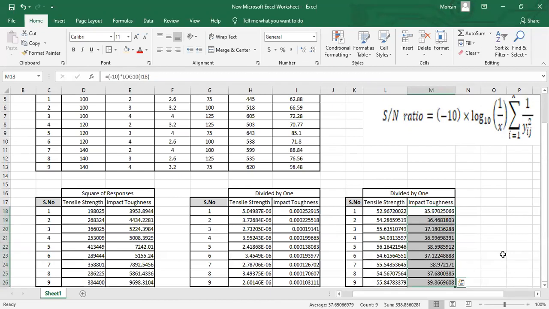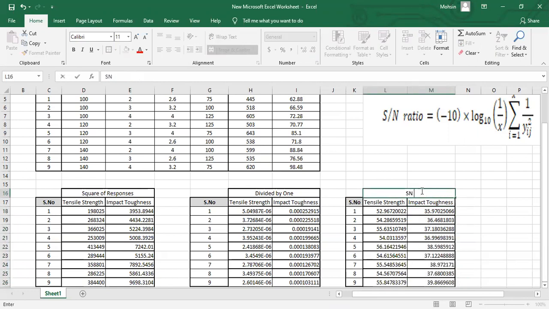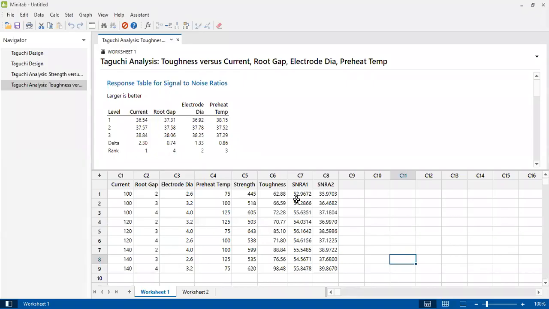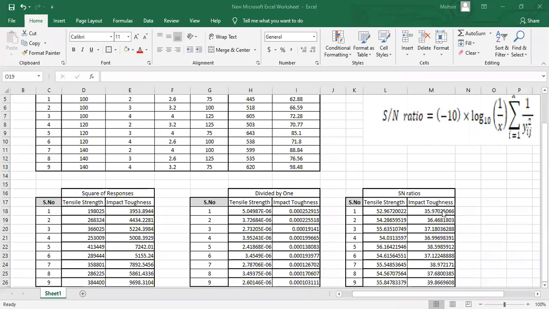Now, as compared to my previous videos in which I calculated the Taguchi based signal to noise ratio using Minitab, I will compare these values with those. So for tensile strength, the first signal to noise ratio is, I will correct the heading, SN ratios. So I will compare my first value, 52.96, and the Minitab value is also 52.96. Here you can see it. The same is the case for the impact strength. This is the signal to noise ratio from the previous video, which I calculated for the impact strength, and here the signal to noise ratio for the impact strength is 35.97. In the Excel sheet, it is the same. So this is the value of the impact strength signal to noise ratio.